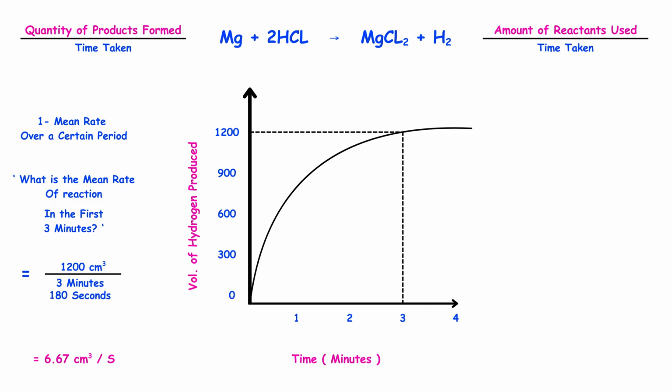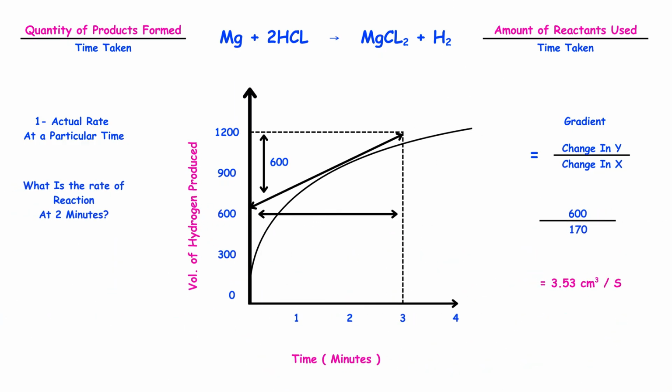If this value is 1,200 cubic centimeters, then you divide that by 180 seconds to find the average rate, which is approximately 6.67 cubic centimeters per second. The second common task is to calculate the rate of reaction at a particular time, which is different from the mean. This involves finding the instantaneous rate at a specific moment using the gradient of the curve at that point. For example, to determine the rate at exactly 2 minutes, start by finding the 2-minute mark on the time axis and follow it upward to the curve.